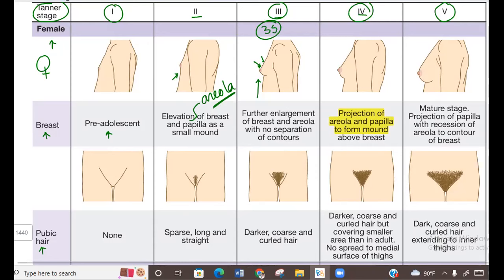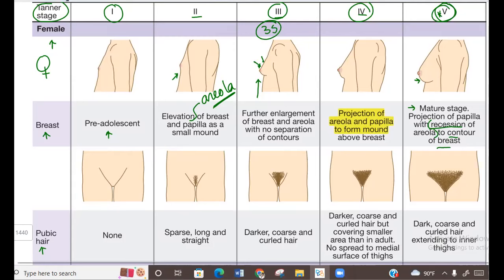There is some separation. The areola is projected and the papilla is projected. Papilla here is the nipple. So the nipple is projected above the breast to form a mound. And in stage 5, the projected areola actually recesses, and overall the breast size and shape is mature. In stage 5, the most important thing to look for is the recession of the areola to the contour of the breast. That is important.